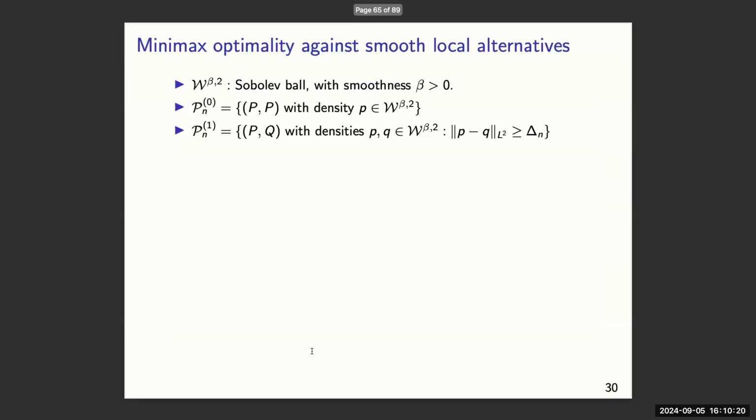Slightly more formally, the smoothness we will assume is what are called Sobolev balls. Sobolev functions for any beta are functions which have this many weak derivatives. I won't describe that formally, but we assume that we are working on this d-dimensional Euclidean space where the distributions admit densities. The null class is all P equals Q, where the density lies in the Sobolev ball. The alternative class is the so-called delta_n-separated alternatives, where the densities lie in this smooth class of functions, and they are separated in L2 by at least delta_n.